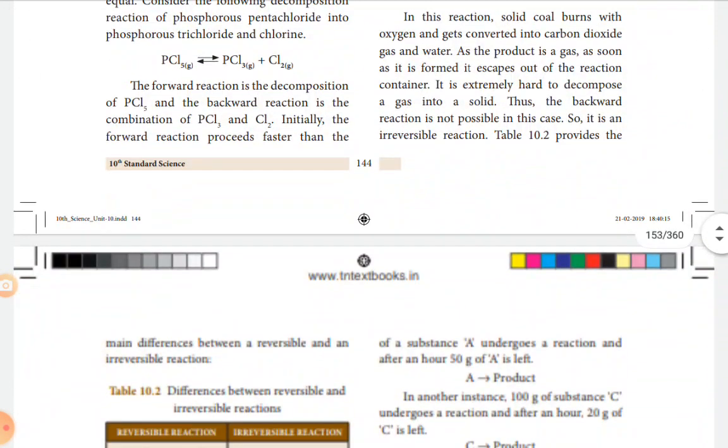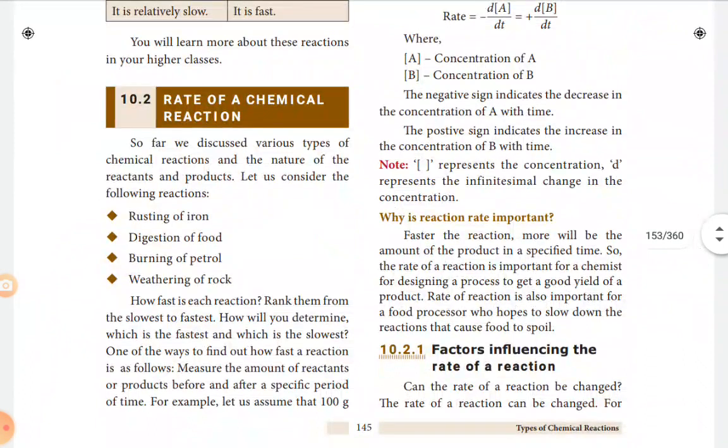Then already we learned about the rate of a chemical reaction, that is nothing but a measurement of the amount of reactant or product before and after a specific period of time. So rate of a reaction is the change in the amount or concentration of any one of the reactants or products per unit time. And the rate of the reaction is very important in the designing process and also in the food processing unit. This type of reactions is considered very important.